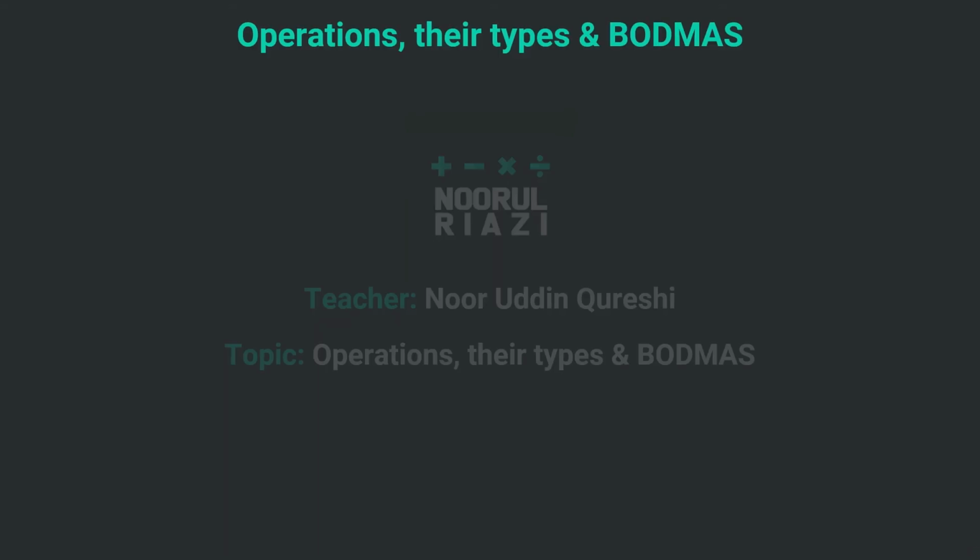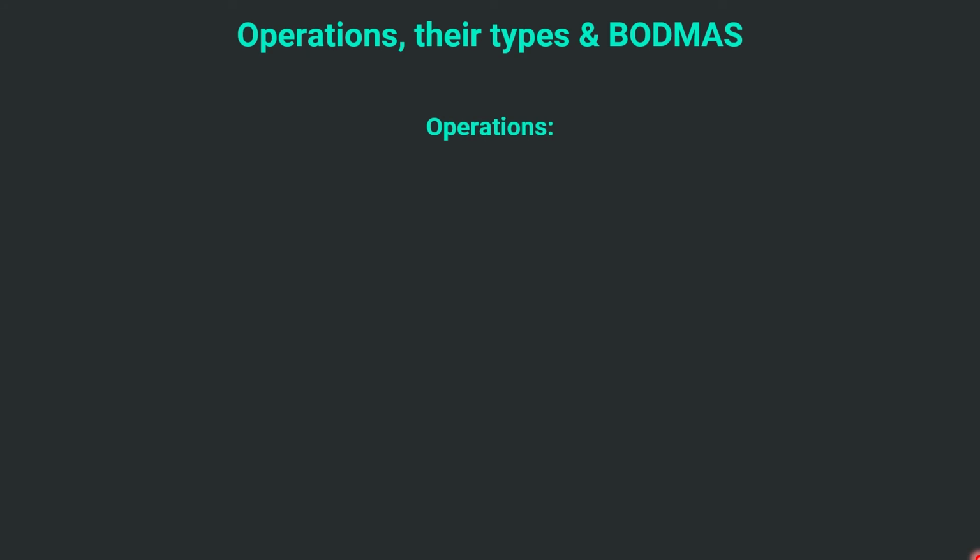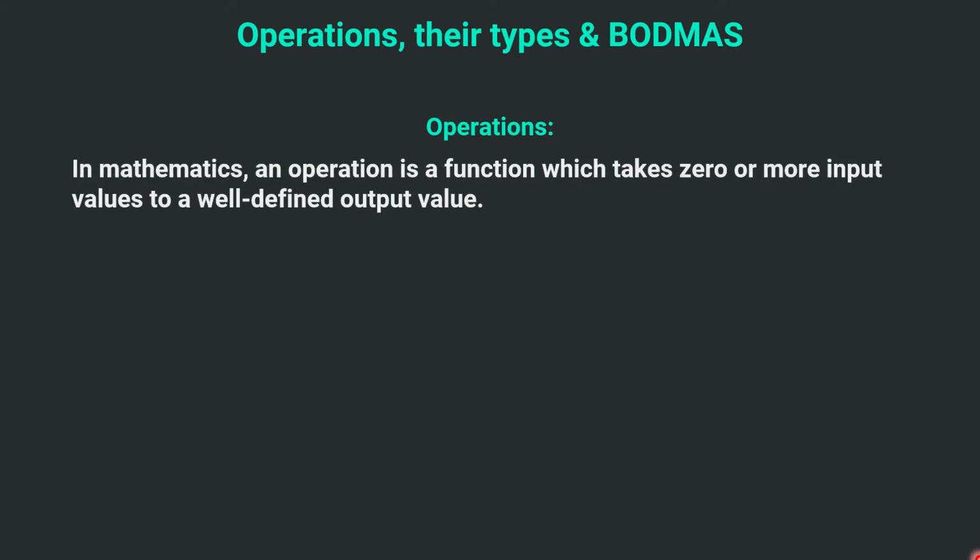And in this video, we will learn the operations, their types and BODMAS. So let's start with our first concept, that is about operations. What are operations? In mathematics, an operation is a function that takes zero or more values and converts them into a well-defined output value. So in a calculation, all the sub-steps are called operations.